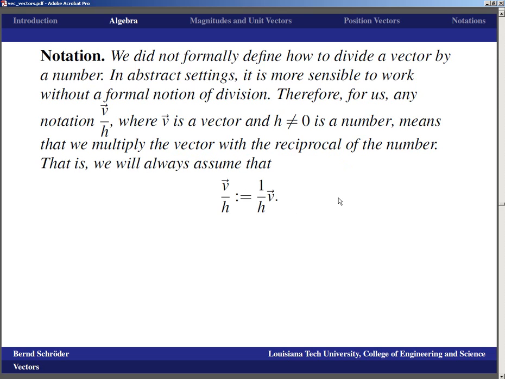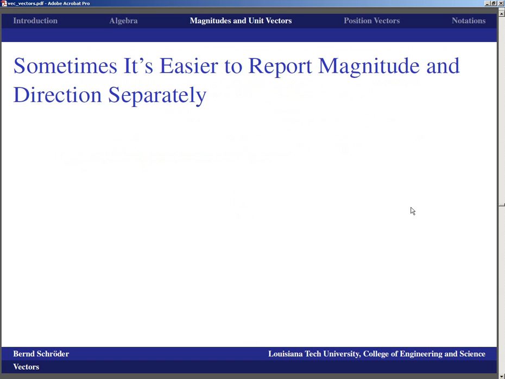So here we're toeing the line between correct abstract definitions and expediency and just usable notation. Of course, we're going to have these kinds of fractions every so often, and if we wanted to be totally careful, we would say it just means that 1 over h is multiplied with v. All right, magnitudes and unit vectors.